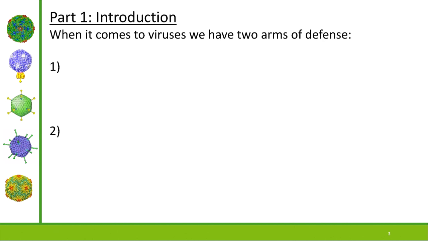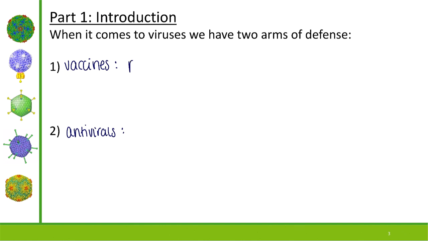So let's go ahead and get started with a very general point. When it comes to viruses, we really have 2 arms of defense, and that is our vaccines and our antivirals. For vaccines and for antivirals, they definitely work in very different ways, and we have a topic devoted to each of these arms of defense. So after we wrap up with antivirals, we'll actually then talk about vaccines.